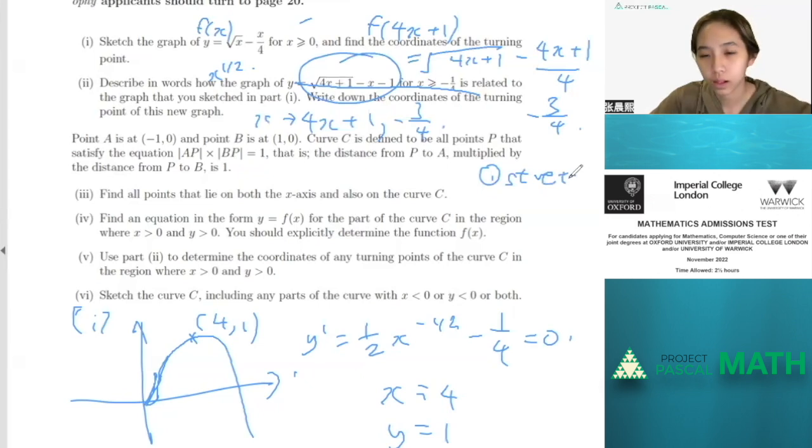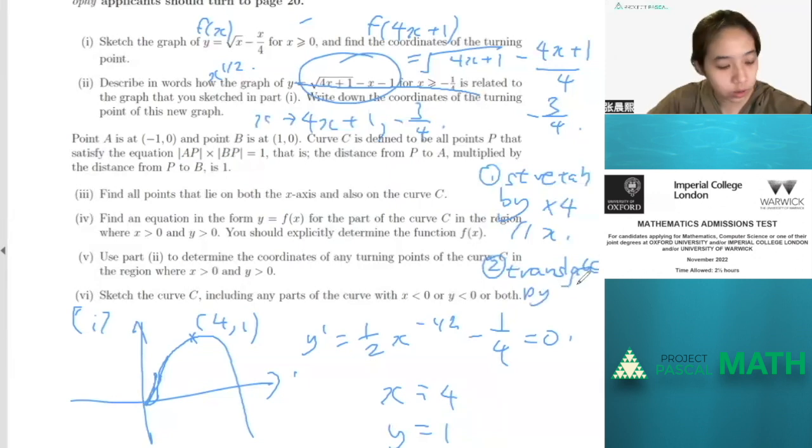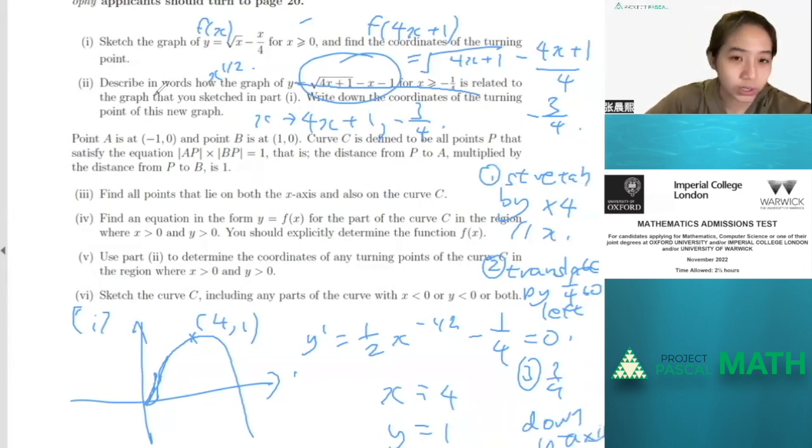So first you stretch by times 4 parallel to x, and then translate by 1 over 4 to the left, and then 3 over 4 down the y-axis. And so the coordinates now will be 3 over 4 and 1 over 4. Okay, now I'm erasing everything.